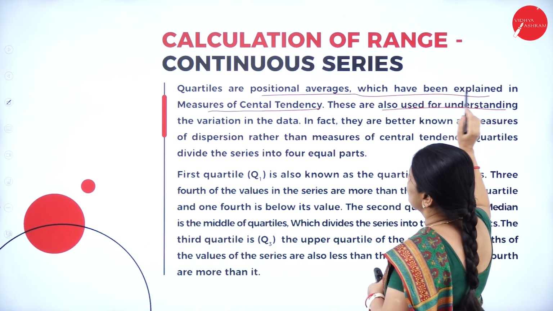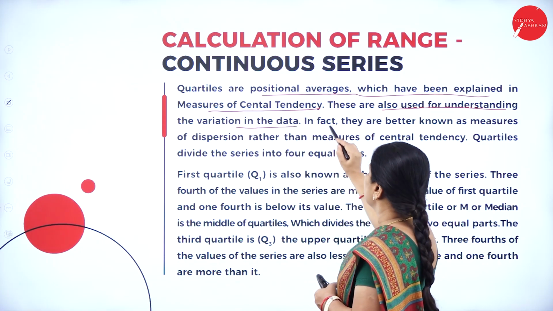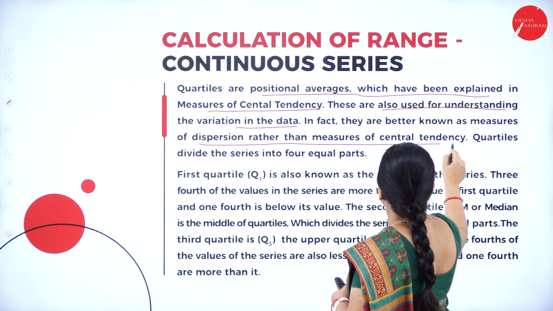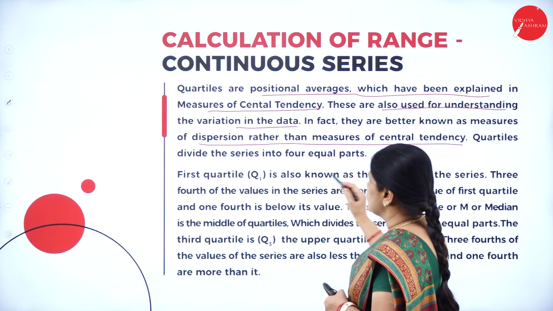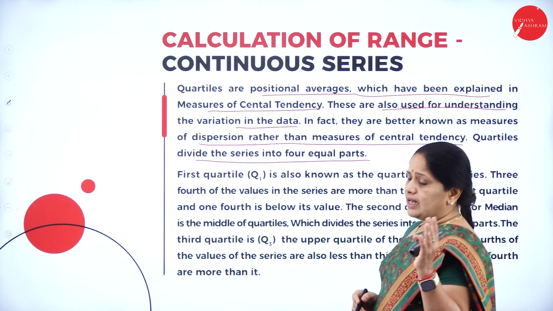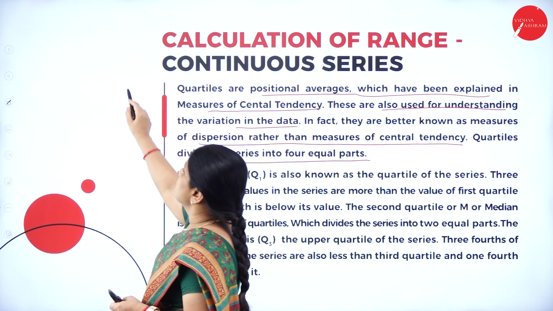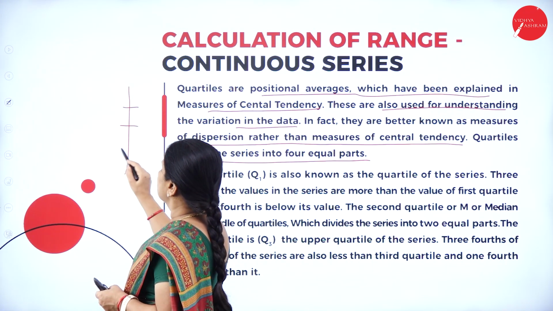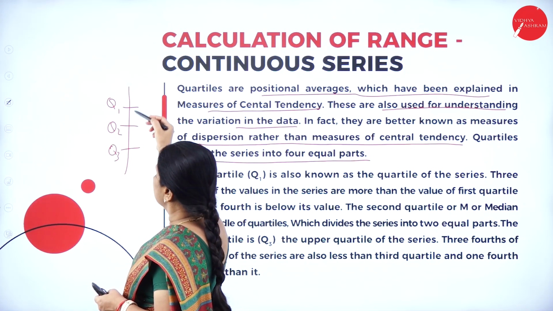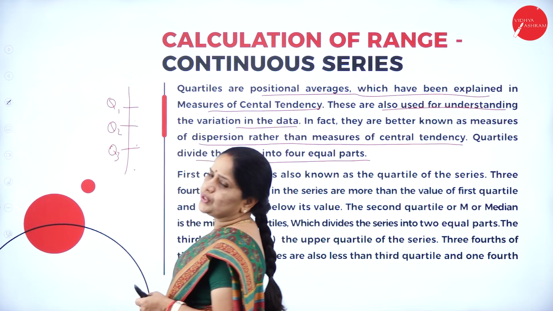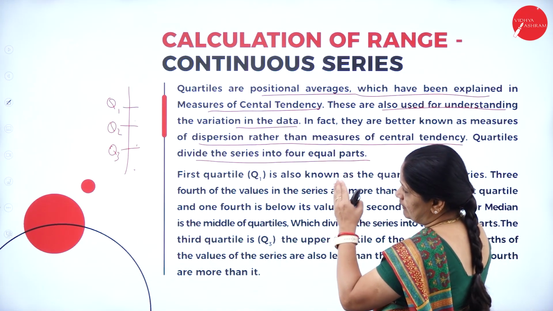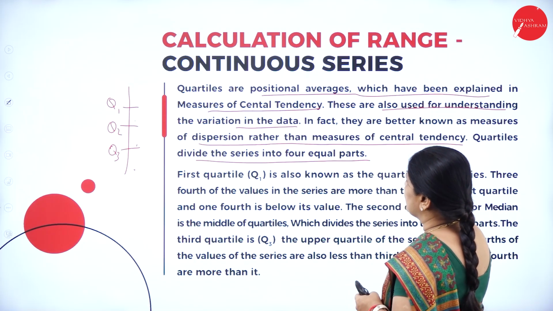They are also used for understanding the variation in the data. In fact, they are better known as measures of dispersion rather than measures of central tendency. Quartiles divide the series into 4 equal parts. Now, if you are given a series of numbers, these quartiles divide the series into 1, 2, 3, 4. Now, Q1, Q2, Q3. So, if we find this Q1, Q2, Q3, they will divide the entire series into 4 equal parts.